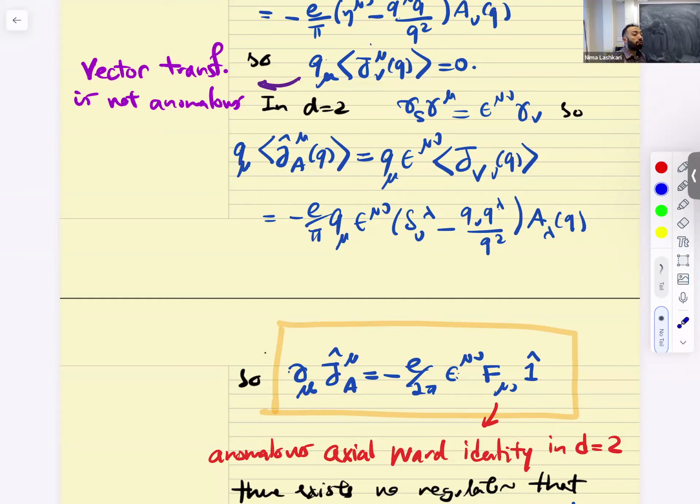If we were in 4 dimensions, could an equation of this type hold? Just by dimension counting, you wouldn't be able to make it work. I'll comment on this. Already based on dimension counting, you have an expectation for what this should be. You could just naively guess it's going to be like E F mu nu squared, something like that.